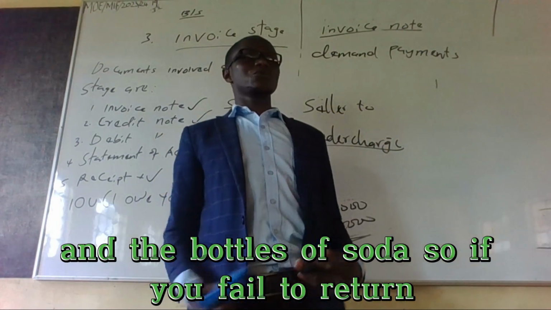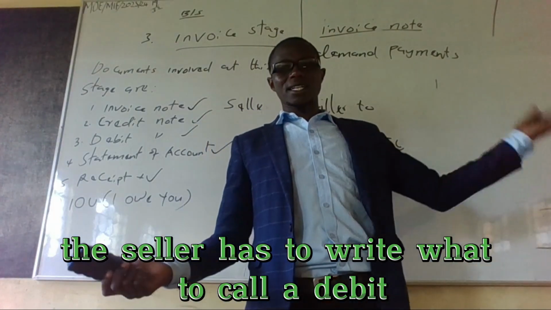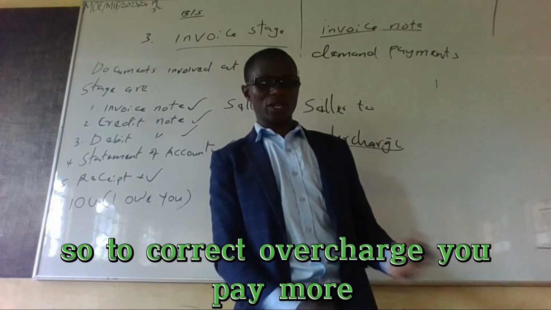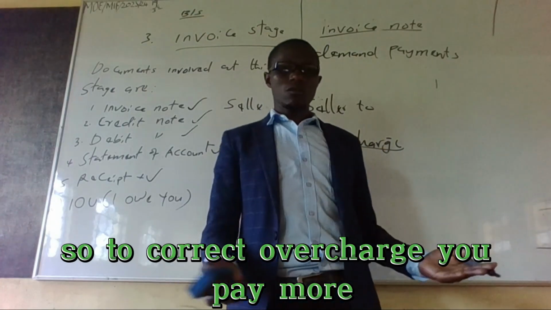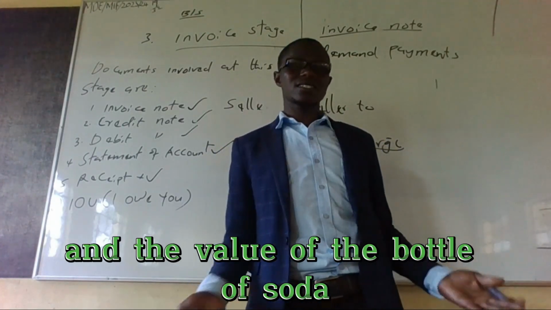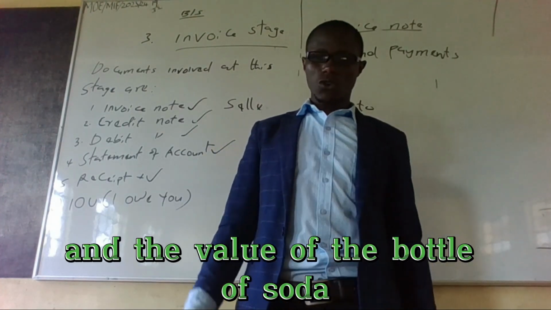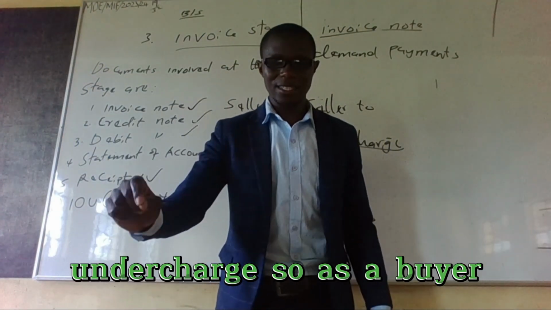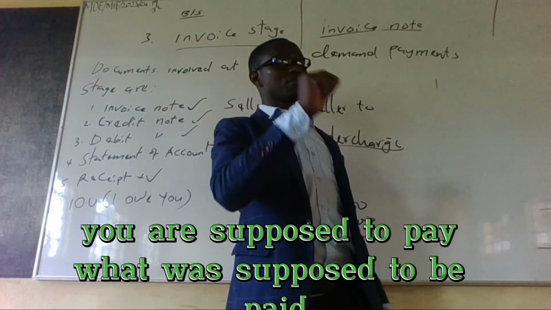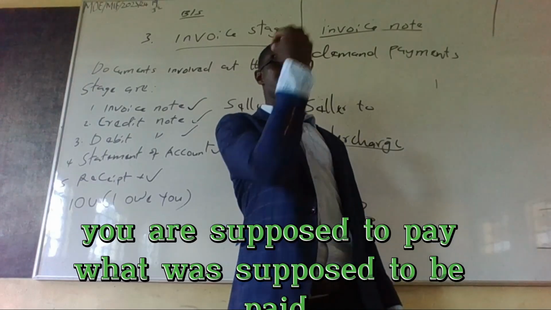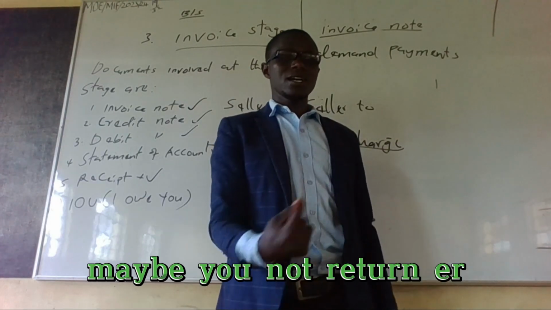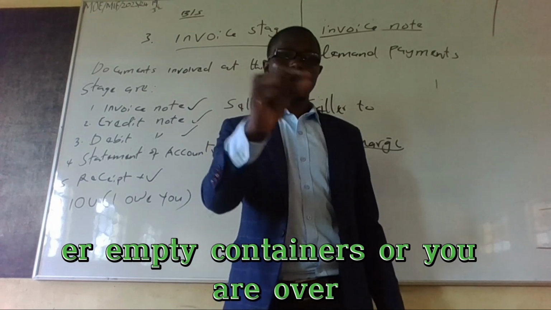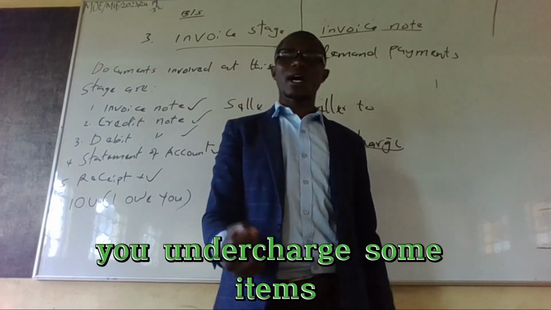So if you fail to return, the seller has to write what we call a debit note, meaning that he has to increase the amount you owe to correct an undercharge. You pay more, you pay for the value of the crates and the value of the bottle of soda. That's why I've said a debit note is used to correct undercharge. So as a buyer, you are supposed to pay what was supposed to be paid. Maybe you did not return empty containers, or you were undercharged on some items.